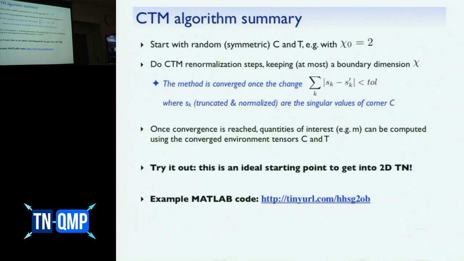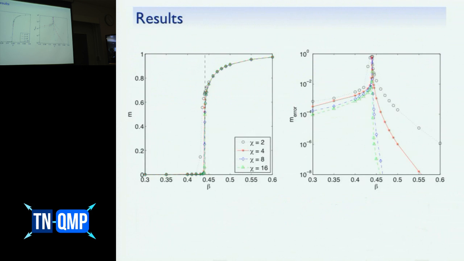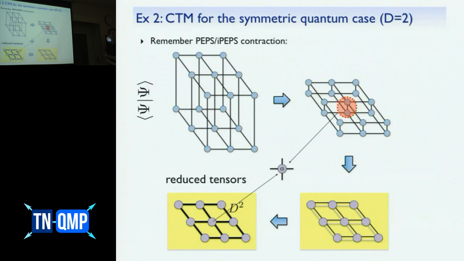So I would suggest that you look into it. But anyway, this is for the classical case, and here are some results, but you can check that yourself. Starting from this, you can really do a very simple 2D quantum case, right?